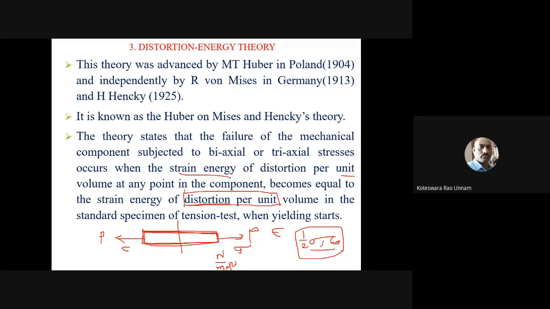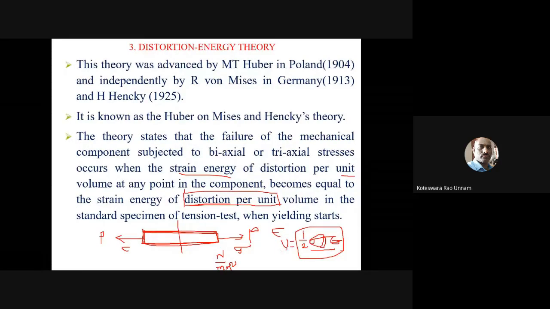Sigma. So this is sigma. I am writing U. So U is equal to half into sigma into epsilon. If it is uniaxial, I am taking only a uniaxial load here. So then epsilon, we know strain is nothing but dimensionless. So therefore, what are the units for this? It is Newton per mm square.